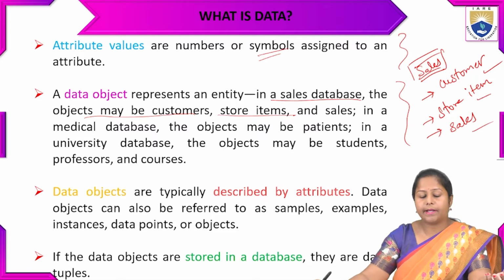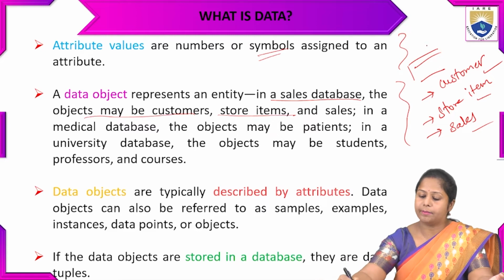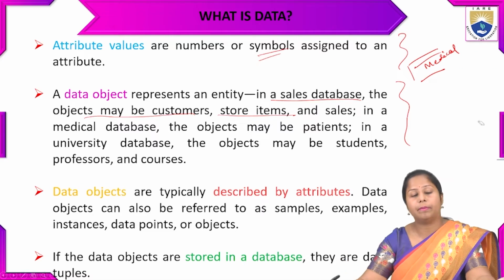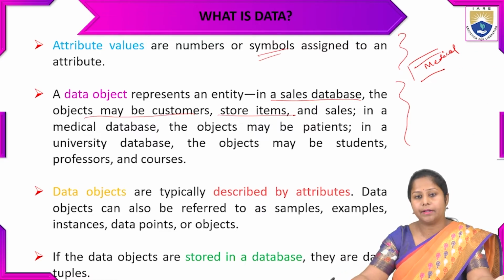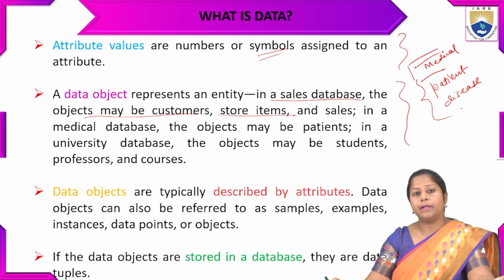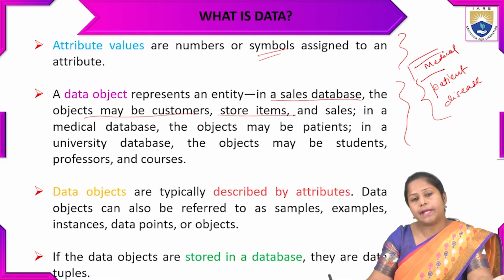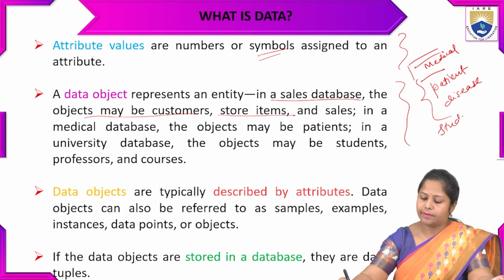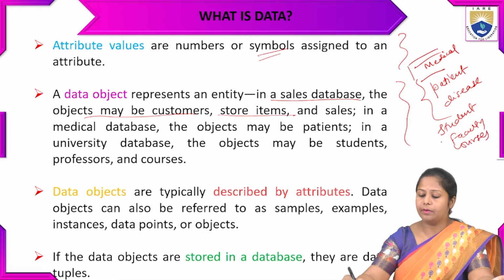If we take the medical database as an example, what objects will be there that differentiate between records? There will be the patient, and we can say the disease. These types of data will be in the medical database. If we take the university database, a college related database, the objects will be the student, faculty or we can say professors, and the different courses that are there.